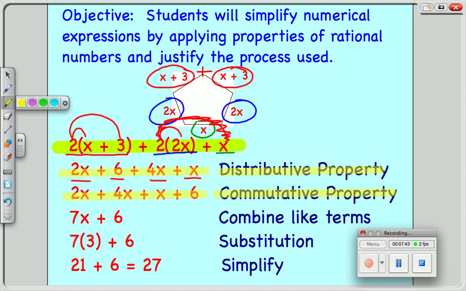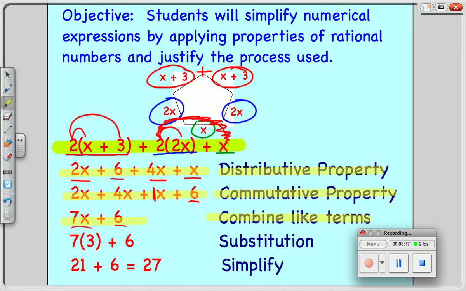So 2 plus 4 is 6, plus don't forget you have a 1 here. So 2 plus 4 is 6, plus 1 more is 7. That's where I got my 7x. And my 6 stands alone because it's the only one that's a constant term on there. All the other ones have variables. Those are variable terms. This is the only one that's a constant term, no variable. So it continues to stand on its own here. Okay? So we combined like terms.